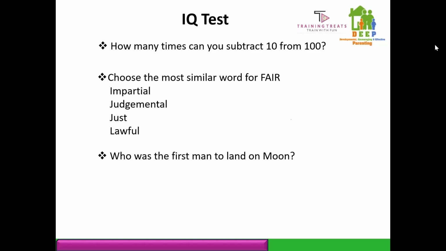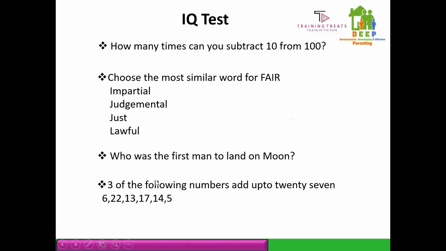Okay, let's go ahead and see the last one. Please look at this question and give me a response, everyone. 3 of the following numbers add up to 27 and the fastest will be considered the most intelligent one. Come on, everyone. What do you think is the answer? Quick, quick, quick. Now this question has some time limit.